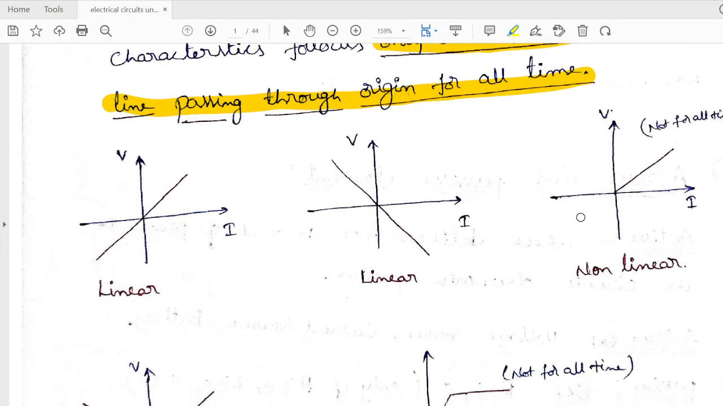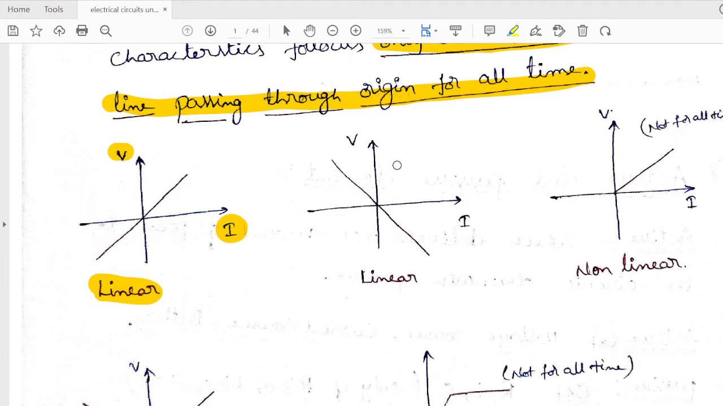See here in the first diagram, if I draw a curve between voltage and current I, then we got a straight line passing through origin. See, for all time t, from minus infinity to infinity, at any time t, if you draw a curve, then it will give you a straight line passing through origin for all time t. So the element having this kind of characteristic is said to be linear. I hope it is clear.